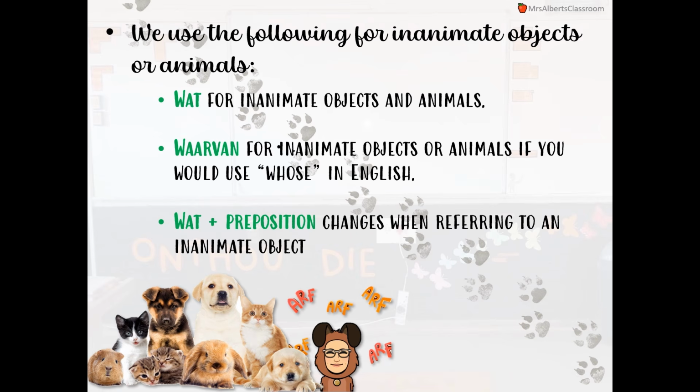While we are here, however, let's also look at inanimate objects or animals. Wat for an inanimate object and animals. Waarvan for inanimate objects or animals if you would use whose in English, and wat plus whatever preposition is in there changes when referring to an inanimate object.